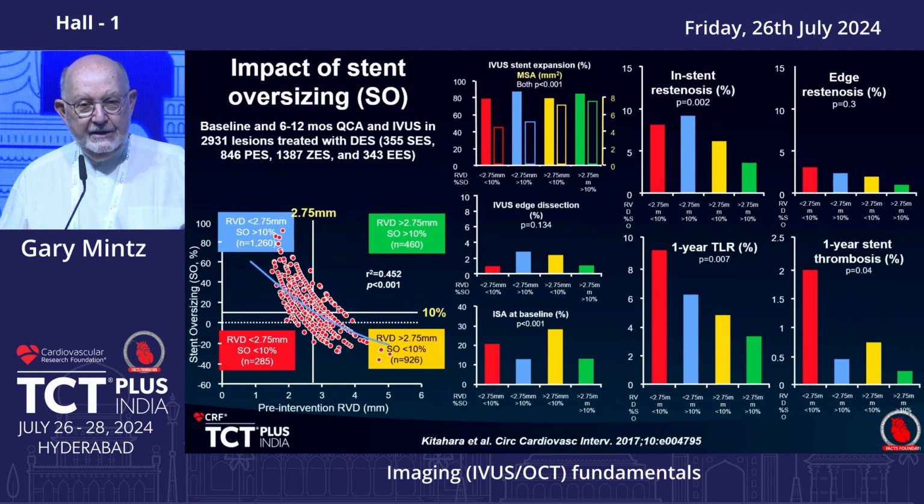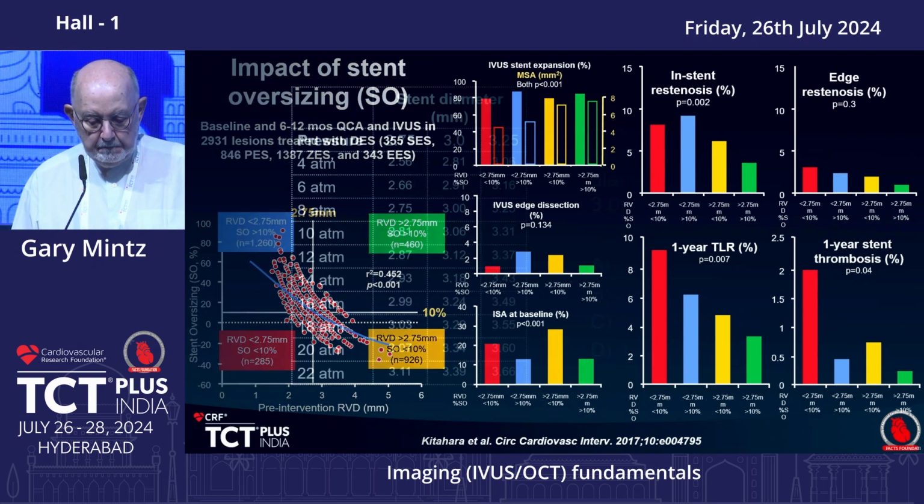People worry about stent oversizing, overexpansion, causing adverse outcomes. This is a huge study from the Stanford University Core Laboratory of almost 3,000 lesions, showing that getting a stent area larger than the reference, i.e. stent expansion more than 1, does not increase events during follow-up.